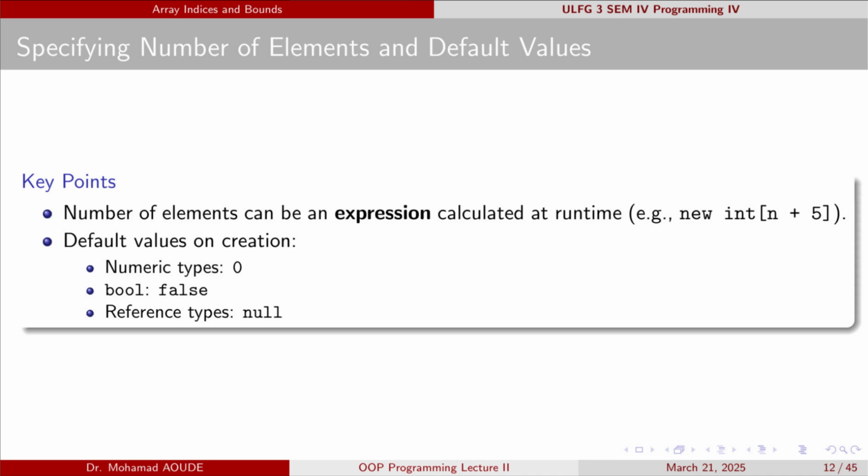One cool thing about arrays is that their size can be dynamic. You can use an expression to specify it at runtime, like new int[n + 5]. Regardless of how you determine the size, C# always initializes the elements to their respective defaults. This behavior is crucial for reliable program execution and minimizes debugging headaches.